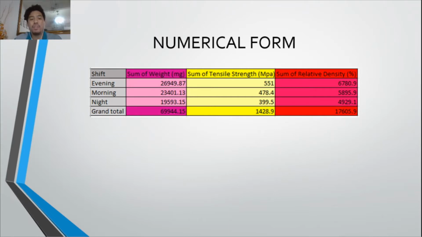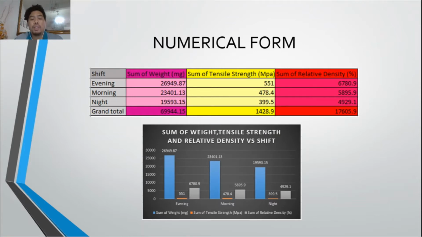The sum of weight, combining the evening, morning and night shifts, shows 69,944.15. Same for the sum of tensile strength, combining the three shifts, you get 1,428.9. And for relative density, combining three shifts we get 17,605.9. So we have provided a table and bar chart to make it easier to see which are the highest and which are the lowest, more clearly compared to the data that I've shown you.